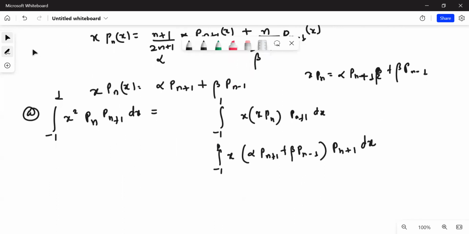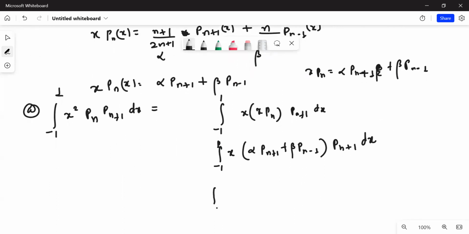And then again, I can write minus 1 to plus 1, and this alpha will remain as ever, x into Pn plus 1. X into Pn plus 1 would be writing alpha Pn plus 2 plus beta Pn.